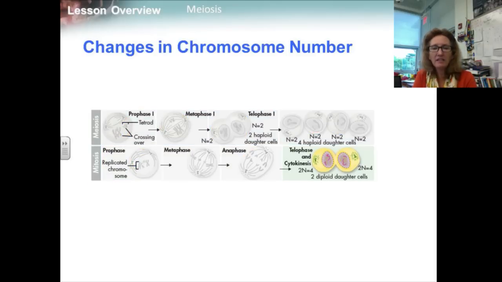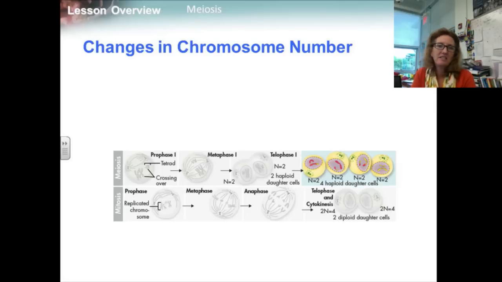On the other hand, a diploid cell that enters mitosis with 8 4 chromosomes will divide to produce 2 diploid daughter cells, each of which also has 8 4 chromosomes. On the other hand, as I was going to say, the diploid cell that enters meiosis with 8 4 chromosomes will pass through 2 meiotic divisions to produce 4 haploid gamete cells, each with only 4 2 chromosomes.